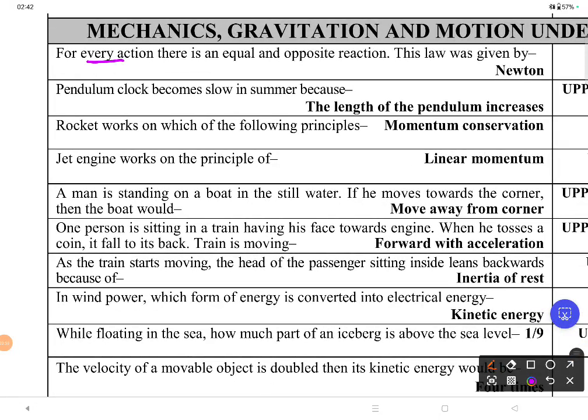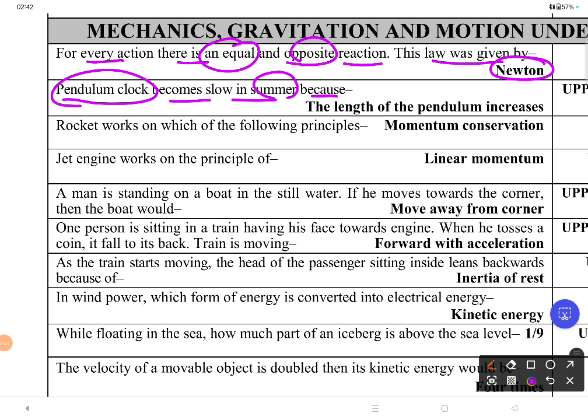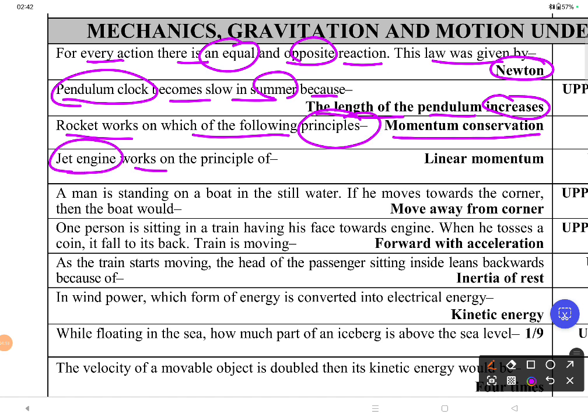For every action there is an equal and opposite reaction. This law was given by Newton. A pendulum clock becomes slow in summer because the length of the pendulum increases. Rocket works on which of the following principles? Momentum conservation. Jet engine works on the principle of linear momentum.